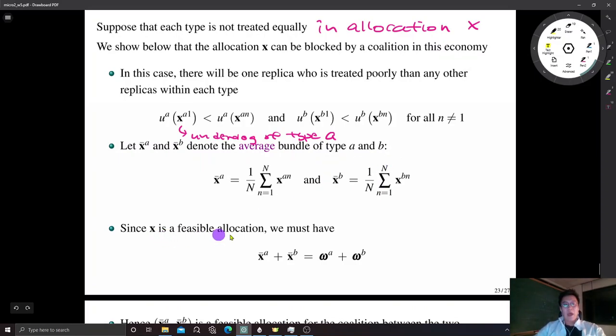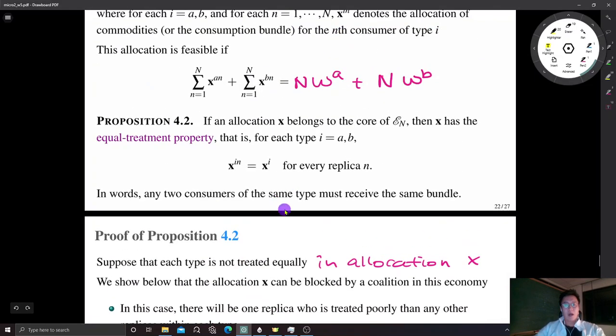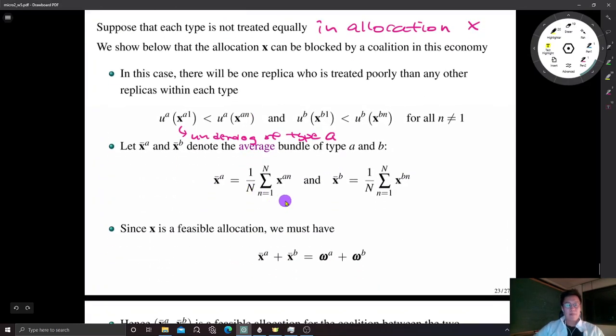Okay, and then X is a feasible allocation because we assume that X is one element of the core. So by definition of the core, allocation X should be a feasible allocation, meaning that the sum of XAN plus the sum of XBN is equal to N omega A plus N omega B. So now dividing both sides by n, we can see that the sum of the average bundles equals the initial endowment of each type, omega A and omega B.